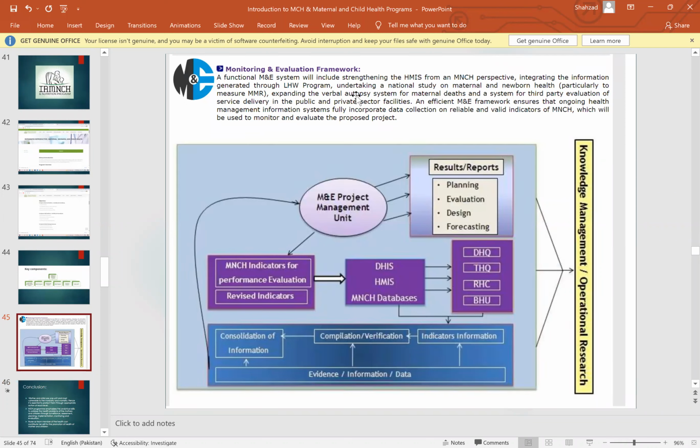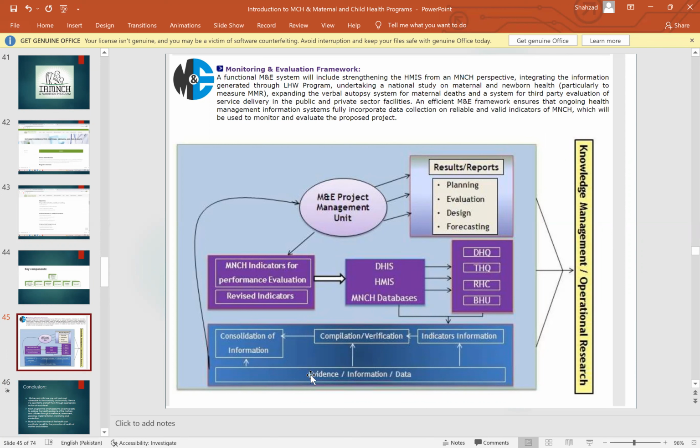As far as monitoring and evaluation, the functional monitoring and evaluation will include strengthening the HMIS from an MNCH perspective, integrating the information generated through the LHW program, undertaking a national study of maternal and newborn health, and expanding the verbal autopsy system, that is a system of third-party evaluation of service delivery in the public and private sector facilities. And efficient M&E works ensures the ongoing health management information system fully incorporates data collection on reliable and valid indicators of MNCH, which will be used to monitor and evaluate the proposed project.